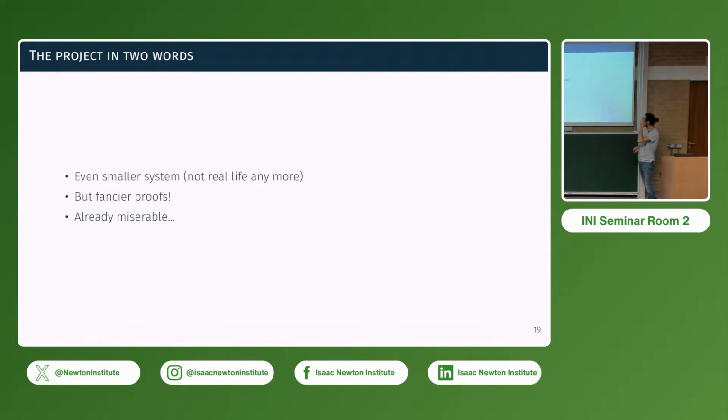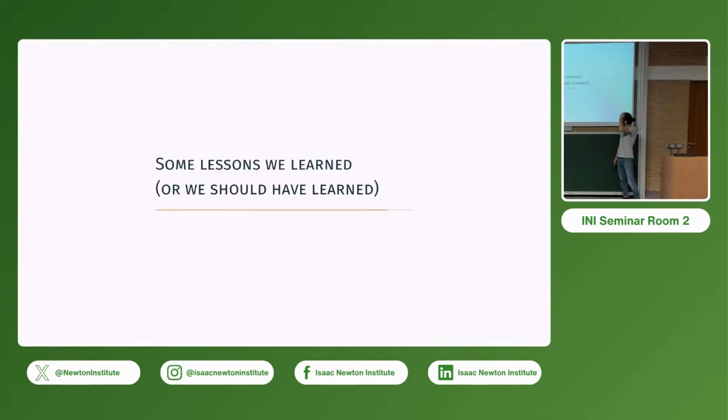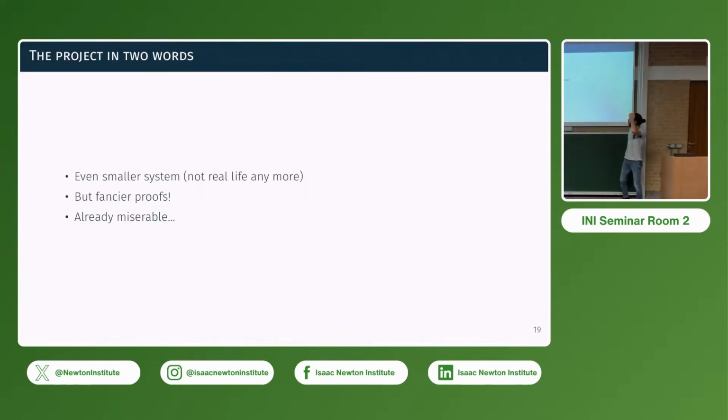I'm not going to tell too much about it because of time, but it's an even smaller system and it's really not real life anymore, but the proofs are even fancier. So I think in total the level of miserability is about the same. We've traded real life for complicated proofs. It's a different quality of miserable, but we're still miserable. I'm not going to tell more about it here, but I'm around, so if you want to chat more about what's happening here, we can do it.